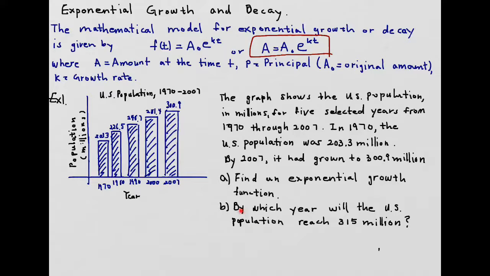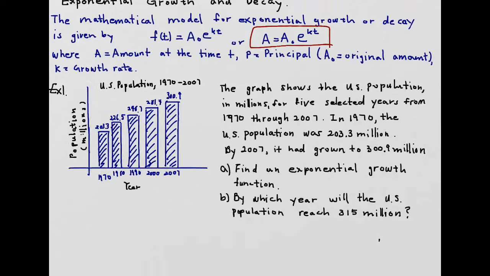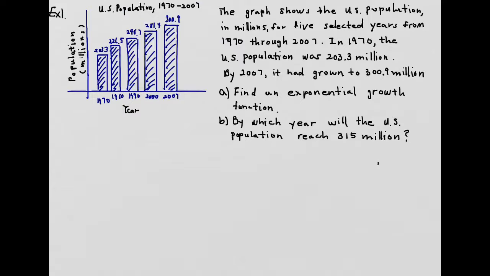And then second, once you have the formula, they want you to find out which year the U.S. population will reach 315 million. So in order to solve B, we need to figure out the A part first. Okay, so what I'm going to start with is writing down all that information.